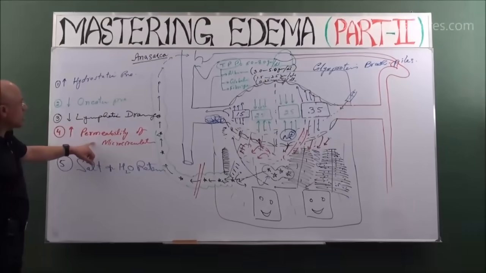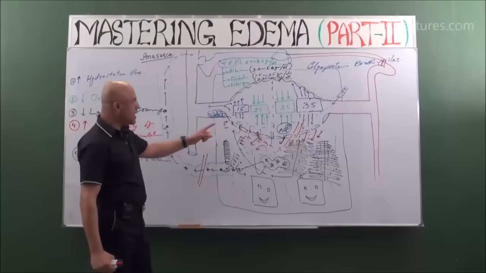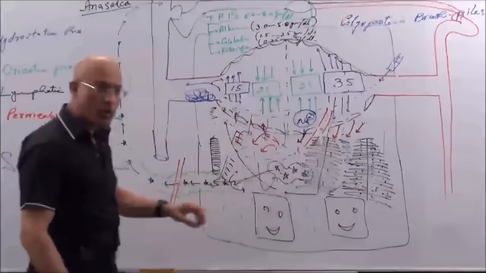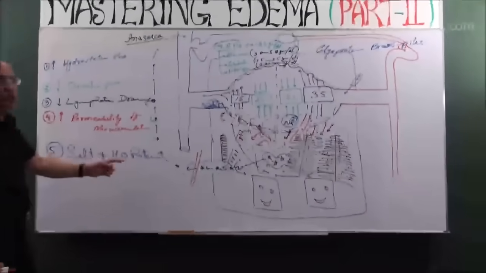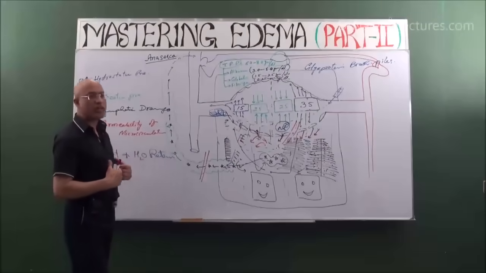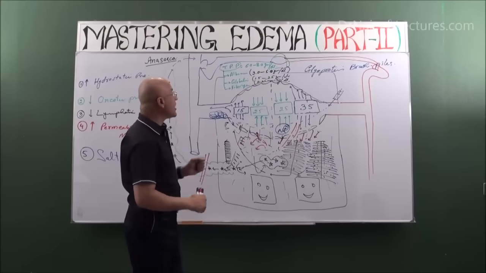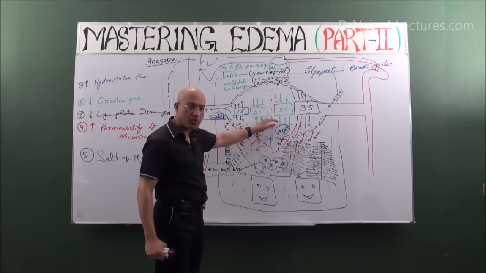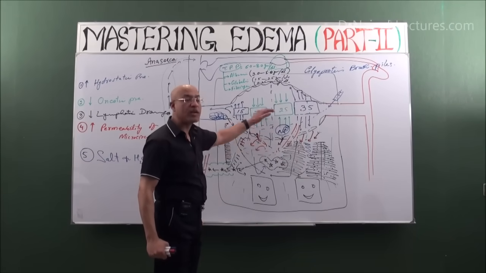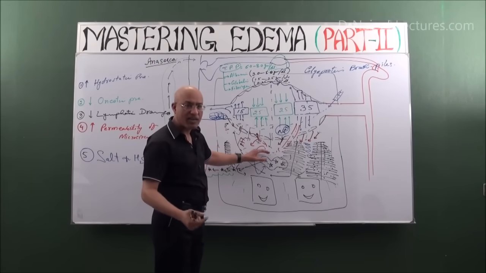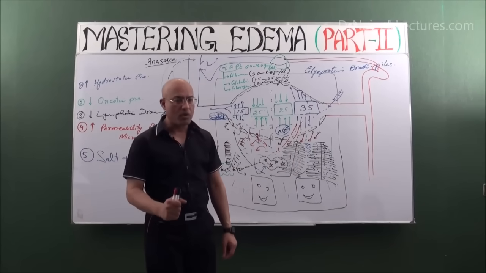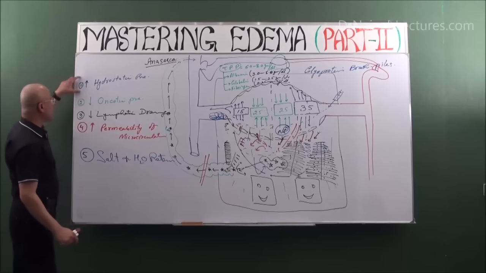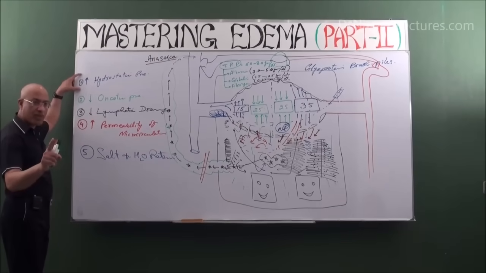Then we are talking about inflammatory conditions. If the permeability of this membrane becomes too leaky, edema can also occur. And then salt and water retention. I told you, if the body is holding salt and water, all this salt and water cannot be held in the circulatory system. As salt can freely move from the circulatory system to the interstitial system, this salt will bring additional water and may produce edema.